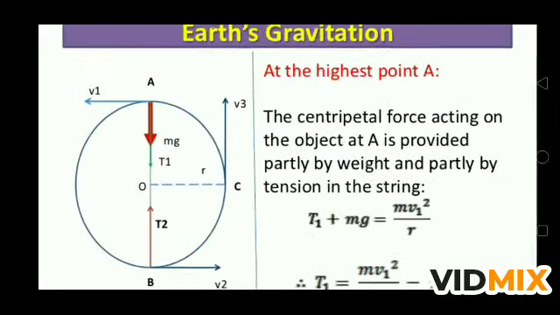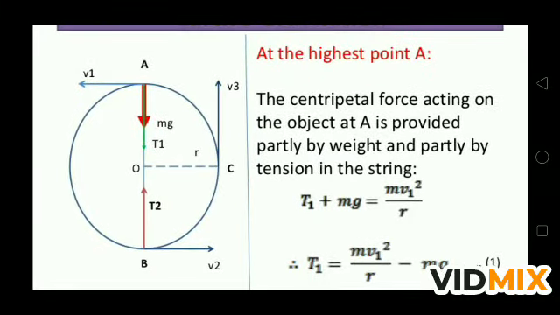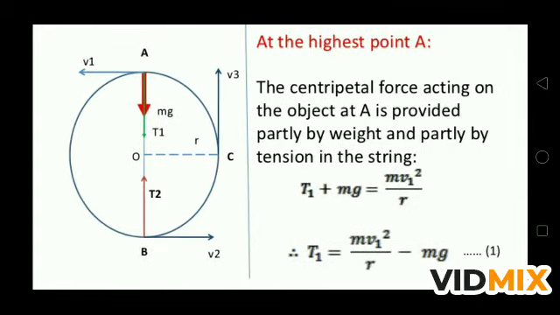At the highest point A, the centripetal force acting on the object is provided partly by the weight and partly by the tension of the string. If you add both forces acting towards the center, T1 plus mg, they provide the necessary centripetal force, that is T1 plus mg is equal to mv1 square by r. Or we can say T1 is equal to mv1 square upon r minus mg. If you put mg on the right hand side, you get the tension at the highest point A, T1 equals mv1 square by r minus mg. This is the tension at the highest point.